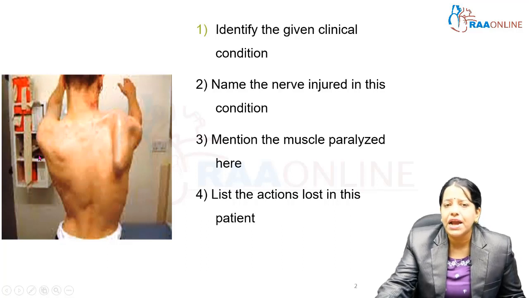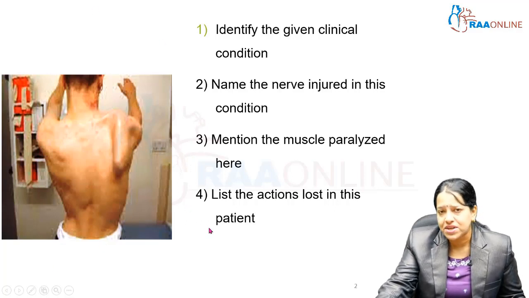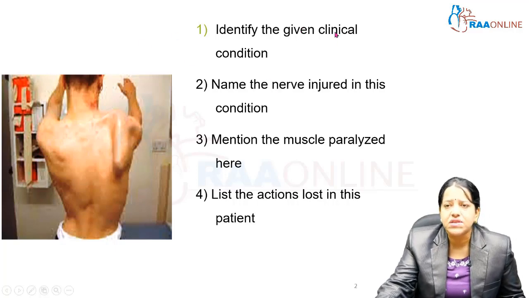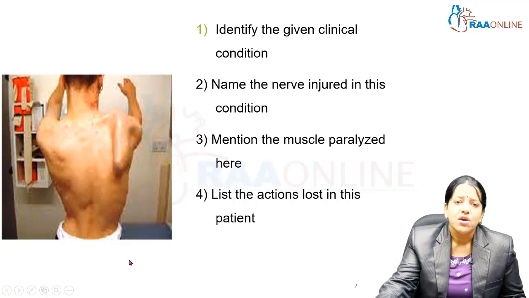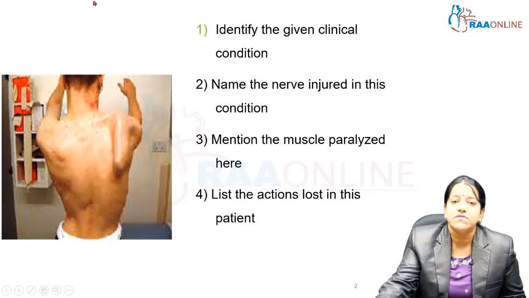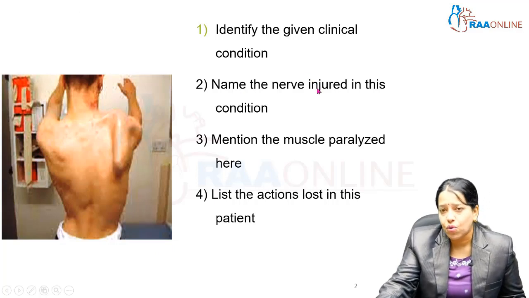This kind of case scenario may be given in your OSPE station, and we will be asking questions under this case, which have to be answered within a particular time frame and submitted. First question: identify the clinical condition which has been shown over here. Name the nerve injured in this condition. Then we come to the relevant anatomy of this particular case. This is a spot identifier short case, and you have to also name the nerve.